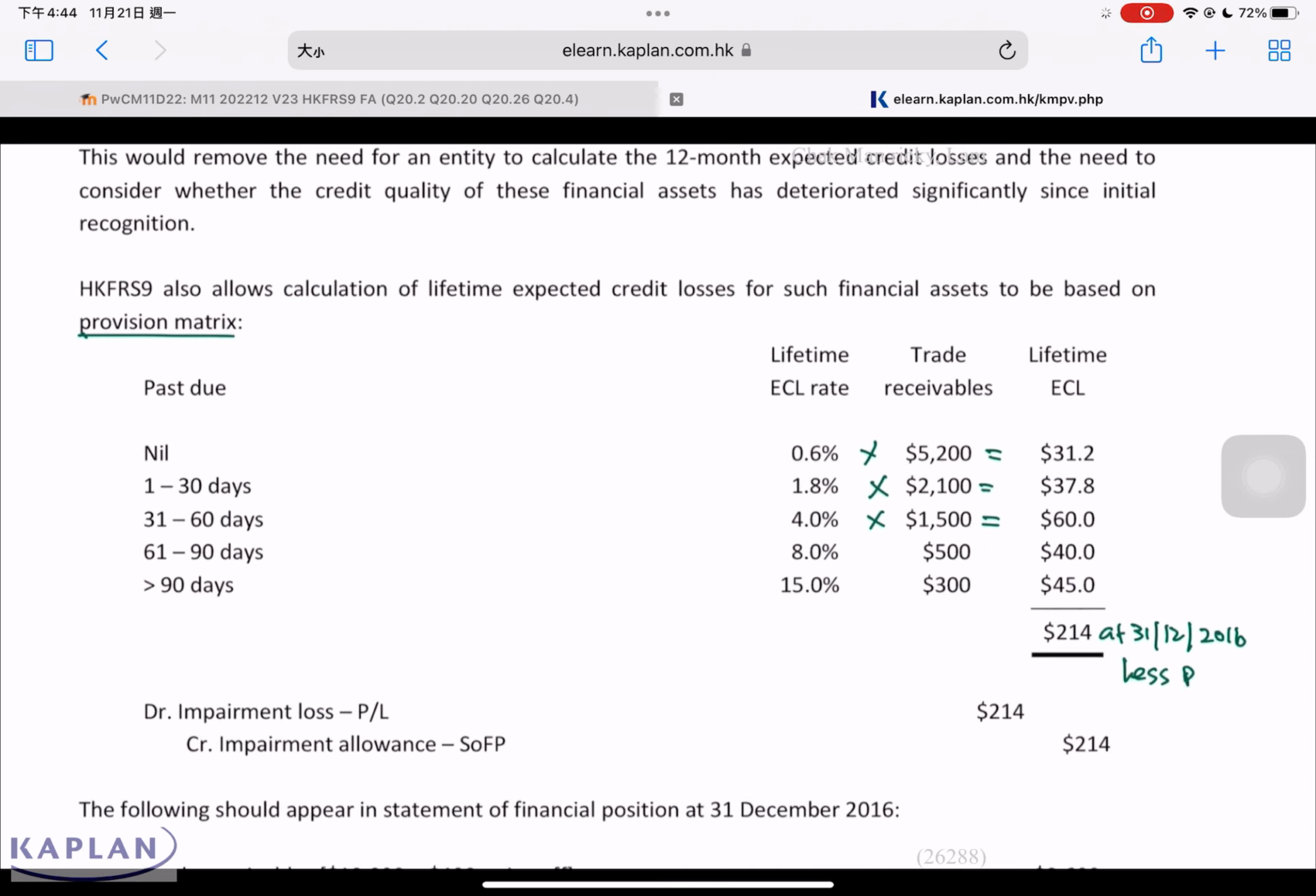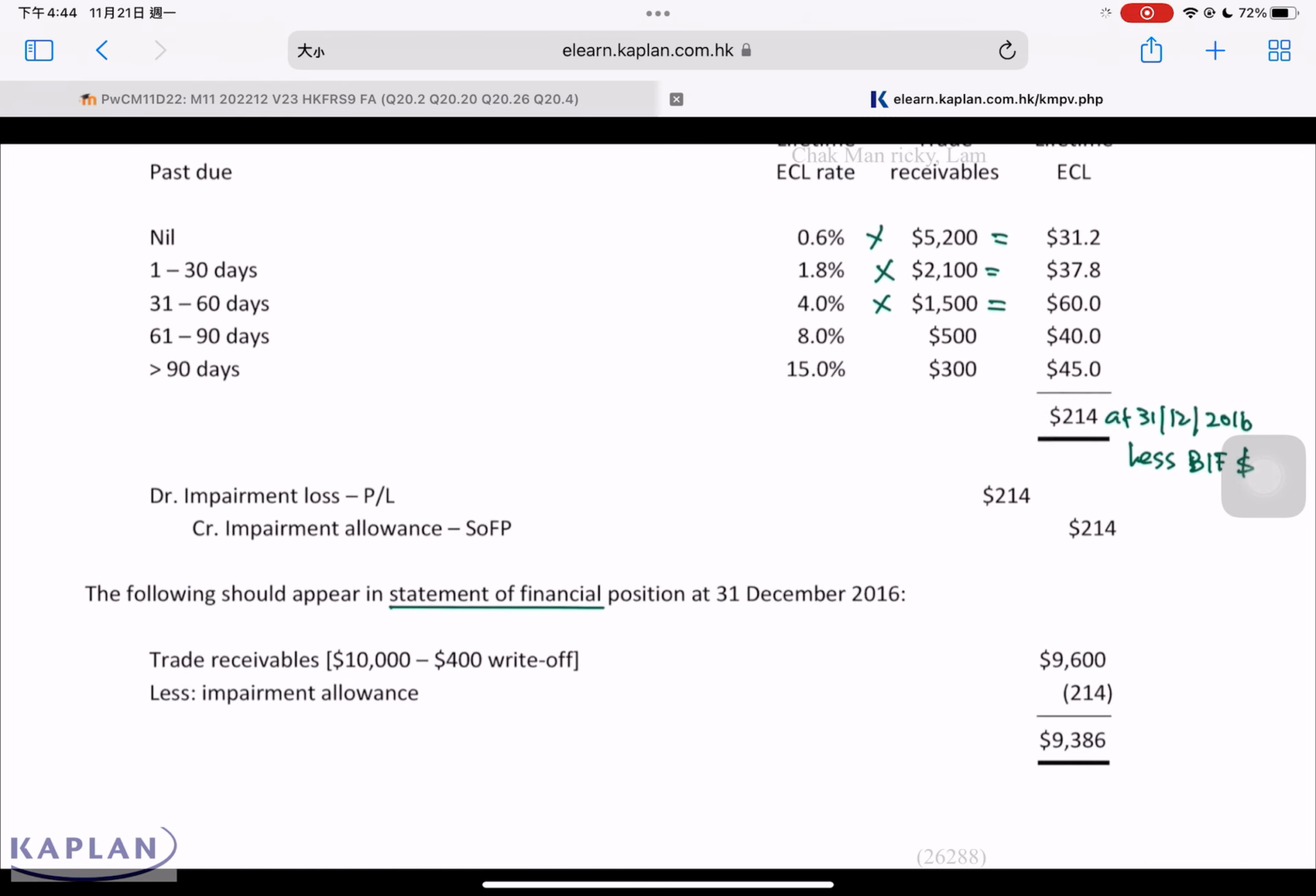If the brought forward is equal to 0, carry forward is equal to 214, so we must increase from 0 to 214 by 214. Doubtful debt adjustment. We have to debit impairment loss or doubtful debt loss and credit impairment allowance or doubtful debt allowance, 214. In our statement of financial position, our trade receivable will be at 9,006 minus the doubtful debt allowance or impairment allowance. The net amount will be 9,386. We can call this the impairment allowance or the doubtful debts allowance.